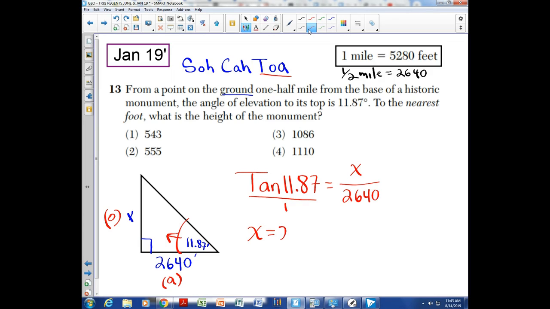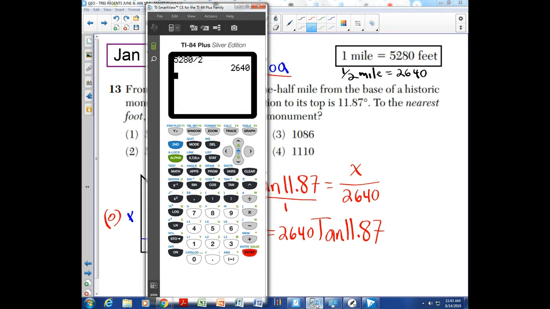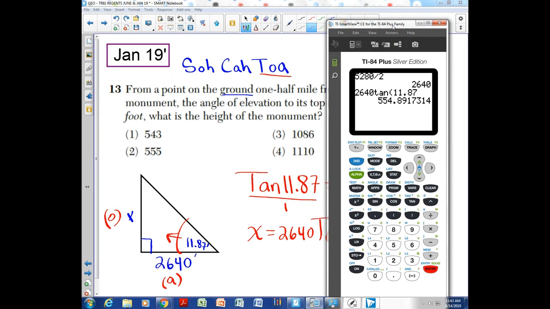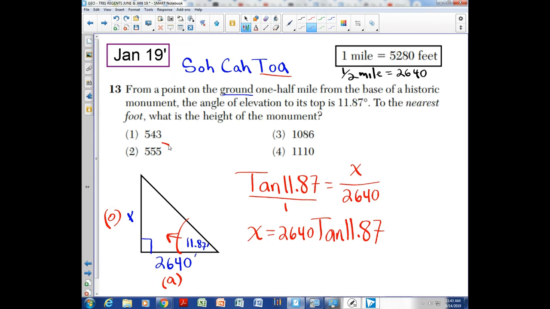This is, again, an X on the top problem, so I'm going to quite simply cross multiply and say X is equal to 2640 tan 11.87. Take out my trusty calculator. 2640 tan 11.87. Enter. We get 554.8917314. This is a multiple choice question. And we could see to the nearest foot, that's going to round off to 555.